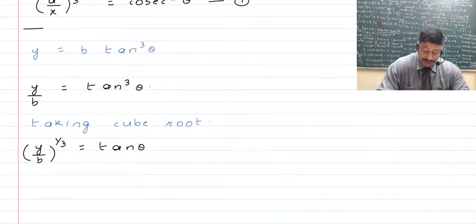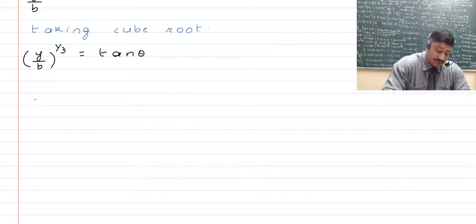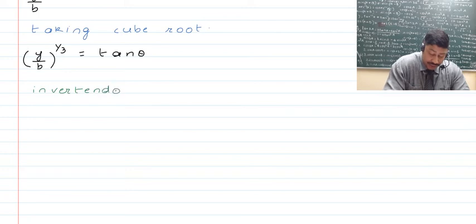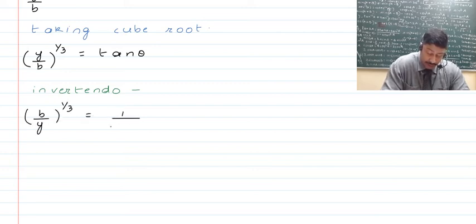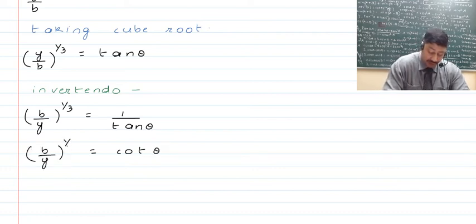Now, after that, next what we're going to do is we require the inverse of this. As such, next now we're going to apply invertendo. And when we talk about invertendo, then on the right hand side we will get here cot theta, which is going to help us with cosec theta. So now we will get b upon y whole raised to the power 1 upon 3 will become equal to 1 upon tan theta, and since you know that 1 upon tan theta is the same as cot theta, the right hand side becomes equal to cot theta and the left hand side is b upon y raised to the power 1 upon 3.